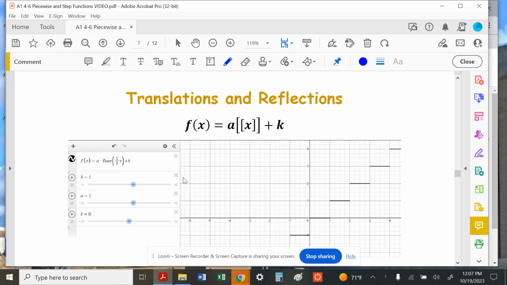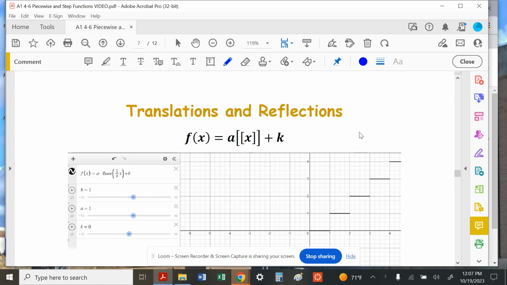Okay, let's move into translations and reflections. This can get a little bit complicated when we're talking about them. The first thing that we're going to deal with is translations. And translations are how the function moves up or down, left or right, goes up faster, goes up slower.